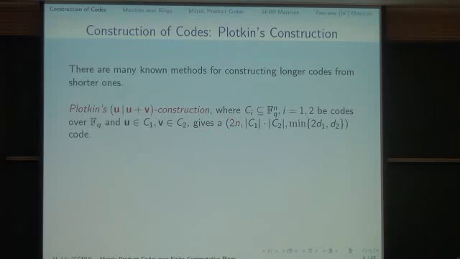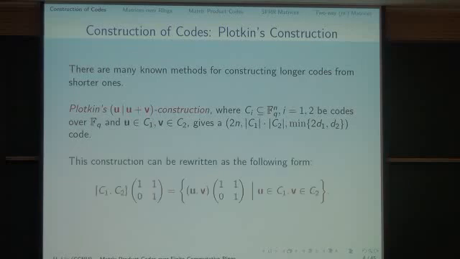That is, here is the constructed code, its length, and this is the size of the code, and this is the minimum Hamming distance of the constructed code. This construction can be rewritten in the following form, that is, we can write it as this matrix product.